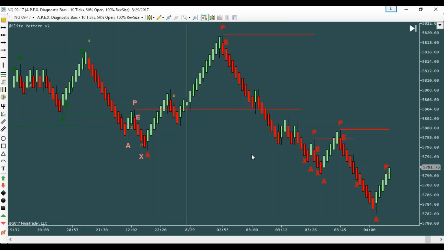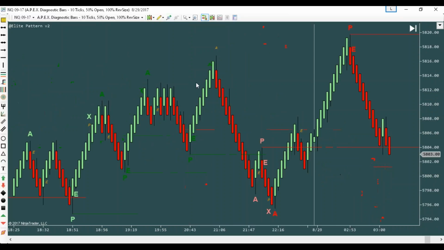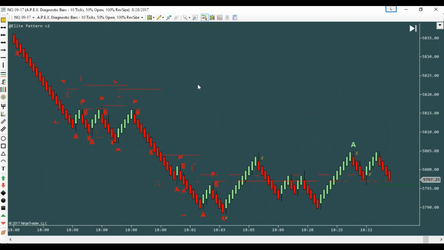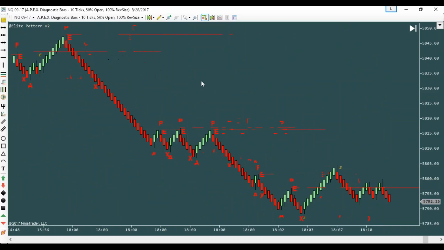Ivan, man, we're just dishing out the gold stars to you, Ivan. P stands for pivot, right? A is alert. P is pivot. E is possible entry. X is complete, meaning it's past the previous A. Doesn't mean the trend's complete. So when we talk about P's, yes, we're talking about the apex pattern P. And if you missed yesterday's webinar, check that out.